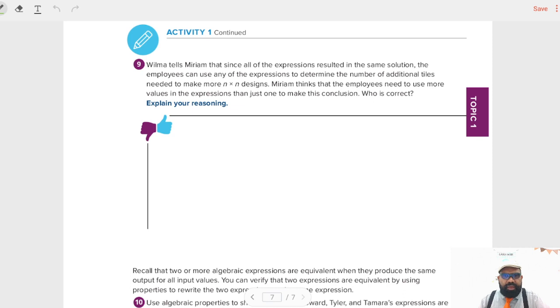Why? Because she thinks that the employees need to use more values in the expression than just one to make this conclusion. Okay, we need to explore more. The employees know that, but we need to see if it works all the time.